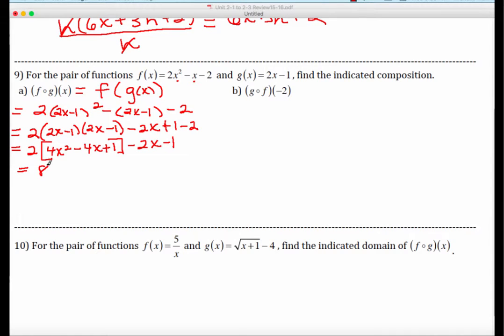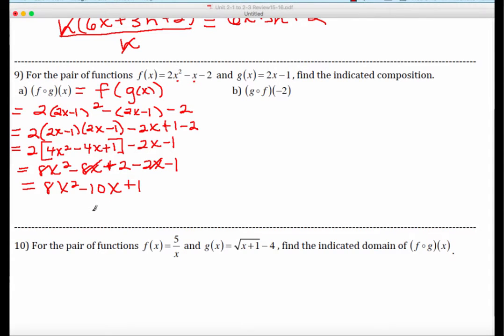Let's distribute our 2. I get 8x squared minus 8x plus 2 minus 2x minus 1, and then combine like terms. You have 8x squared minus 10x, and then plus 1. And then that's it.